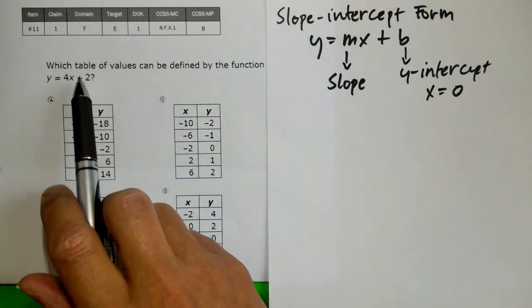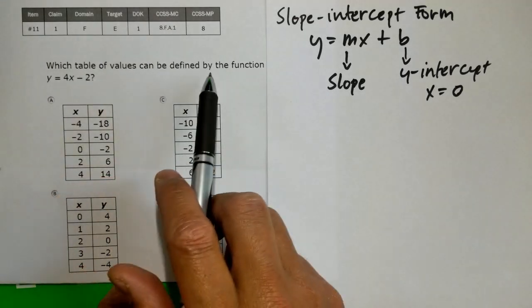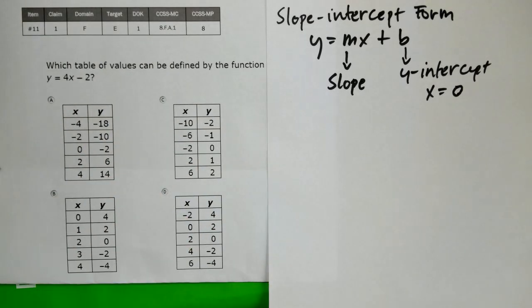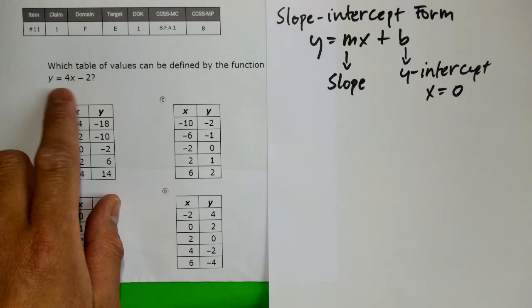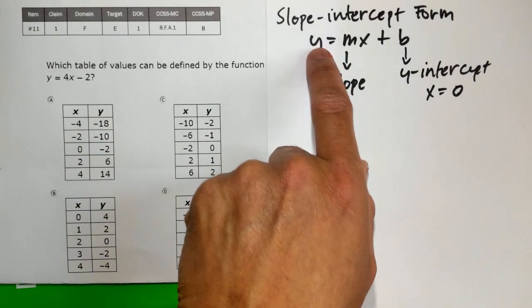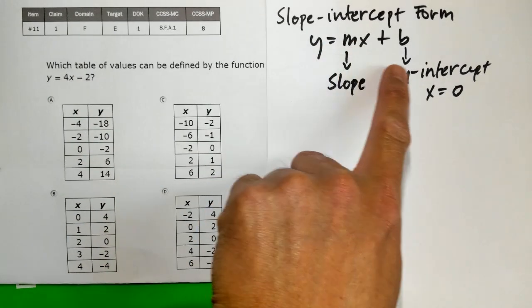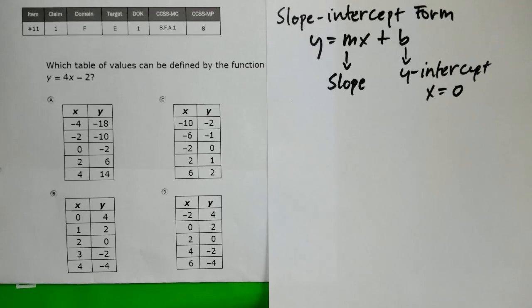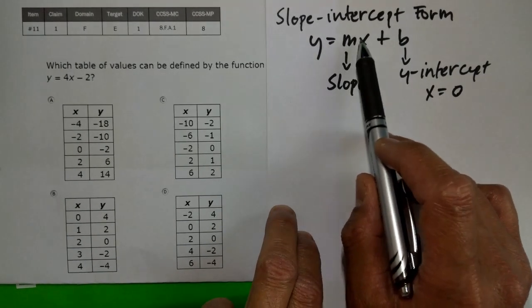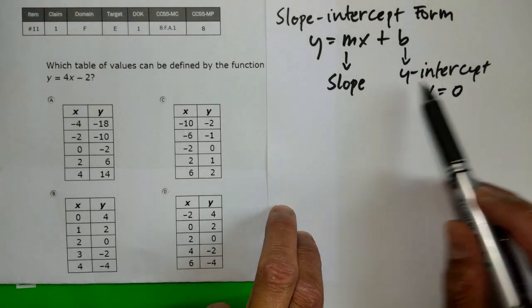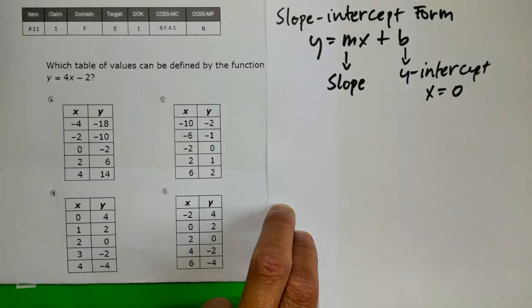8.F.A.1. Which table of values can be defined by the function y equal to 4x minus 2? Now, if you will analyze this equation, this one is in the form of slope-intercept, y equal to mx plus b. So we can simply determine the value of the slope, which is the number in front of the x, and the y-intercept, where the value of x is equal to 0.